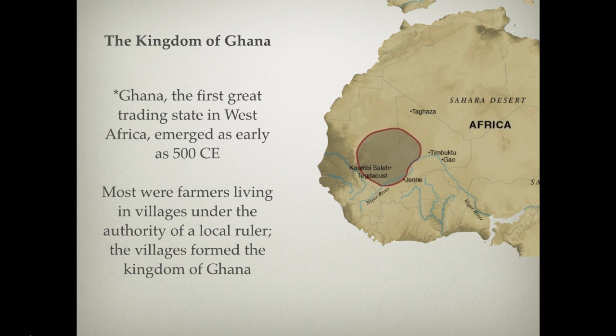500 CE. Now, most were farmers, and they were living in villages, and really they lived under the authority of a local ruler, and the villages really formed the Kingdom of Ghana, a loose collection of different villages, all interconnected with a major king. But what they'll end up doing is taking great advantage of the trade networks that will begin to emerge right around this time.